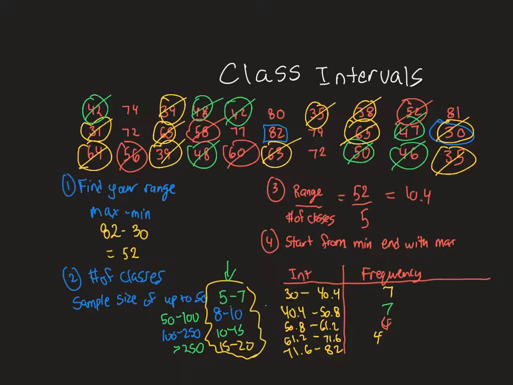And then finally, let's go back to blue here. We have 71.6 to 82. Well, that's the rest of them. So 1, 2, 3, 4, 5, 6, 7. All right. If you add them all together, you should get 30. So 7 plus 7 plus 7, that's 21. 4 plus 4 is 8. It's 29. We are missing one. What are we missing? Yes, we're missing our 82. So there should be 8 here, actually.